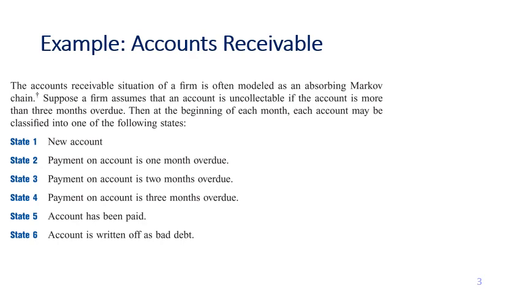So in this example, a firm assumes that an account is uncollectible if it is already more than 3 months overdue. After 3 months, you just say, okay, this person will not pay the money back to me, and you forget the money and think that it's just gone. That's the meaning of saying that an account is uncollectible after 3 months overdue.